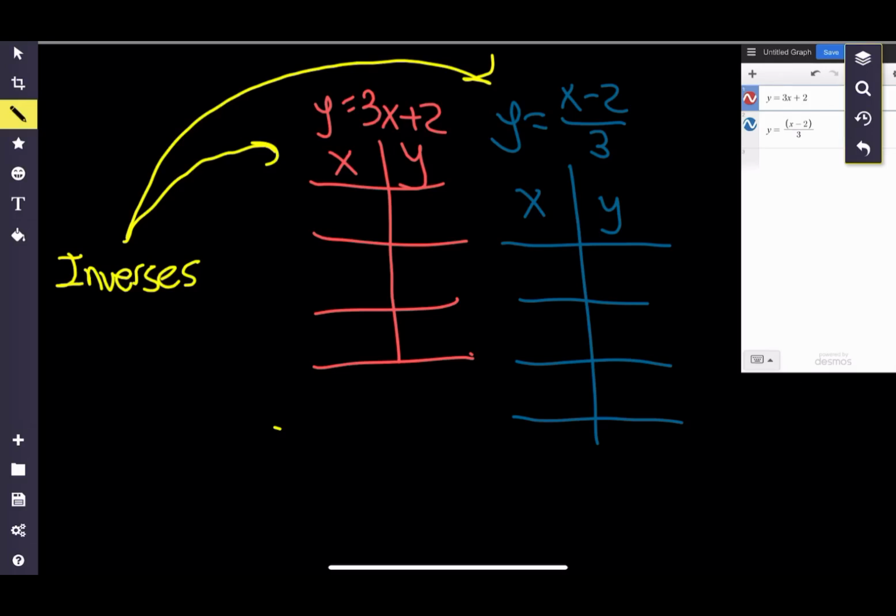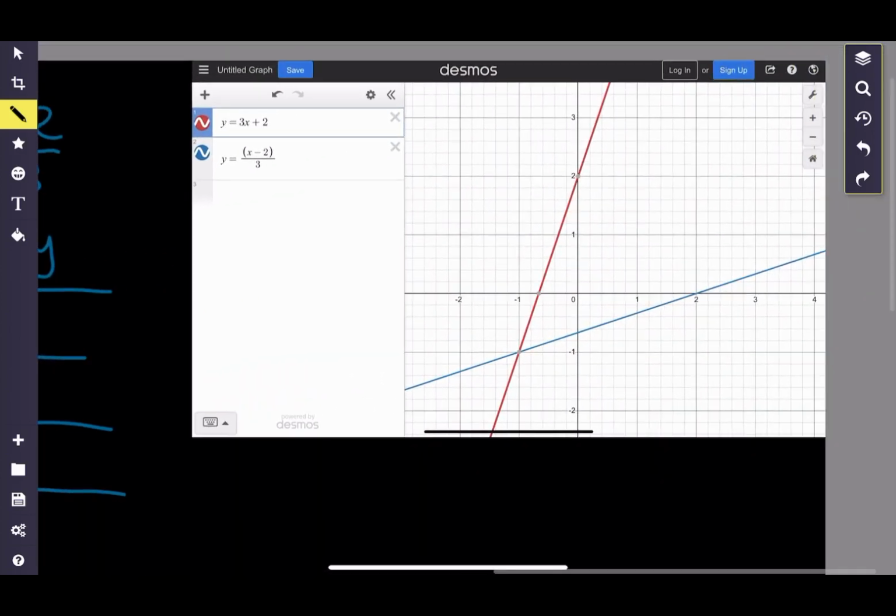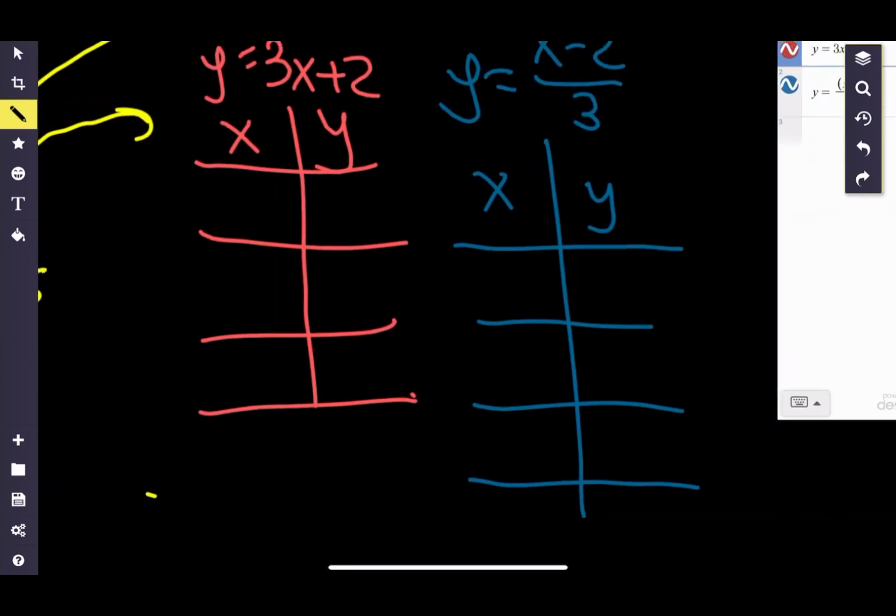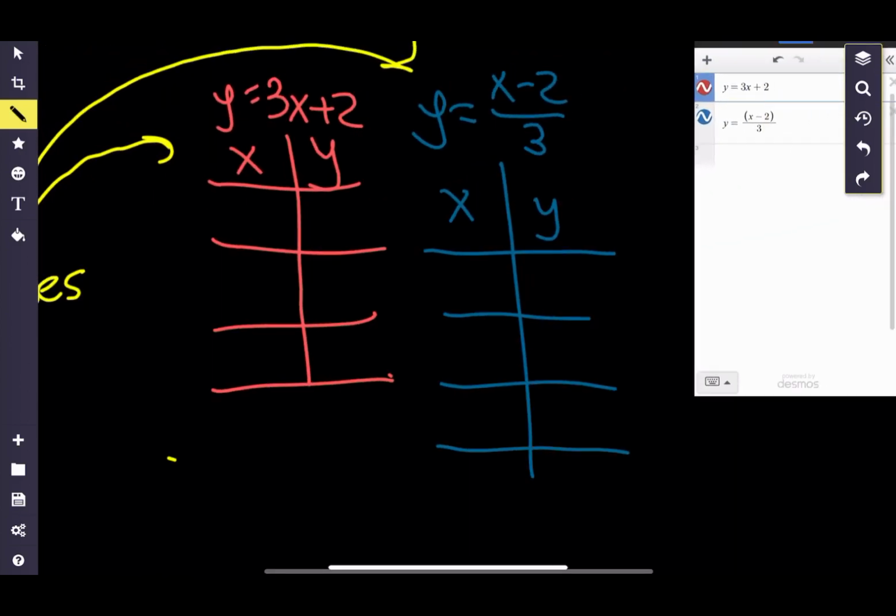So right now I have these two functions. I have y equals 3x plus 2 and y equals (x minus 2) divided by 3. And what I'm going to be telling you is that these two functions, they're inverses of each other. And in the video, I'm going to create a table of values based on the graphs of these two functions. And hopefully you'll notice some sort of similarity between inverses of a certain function. So let's get started.